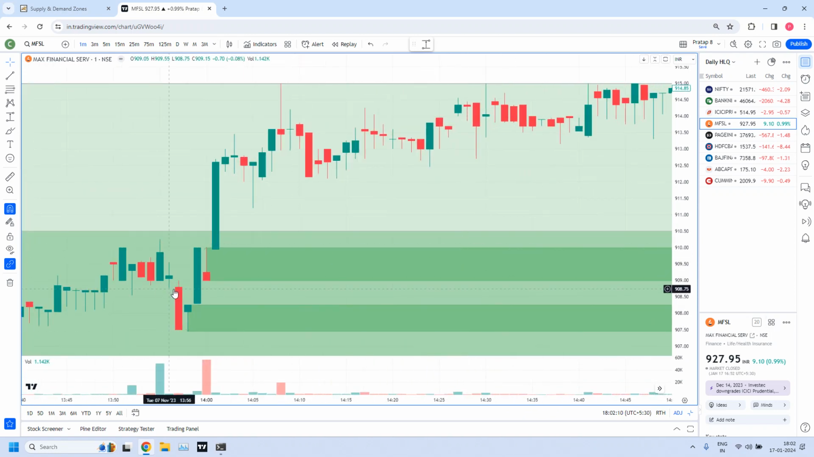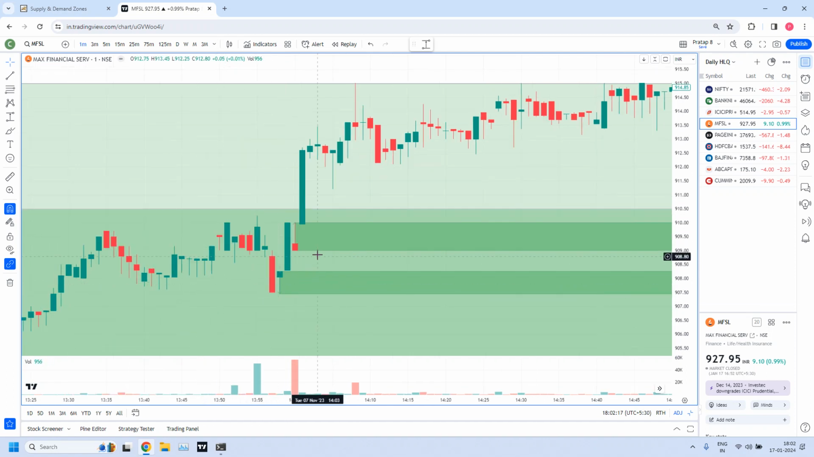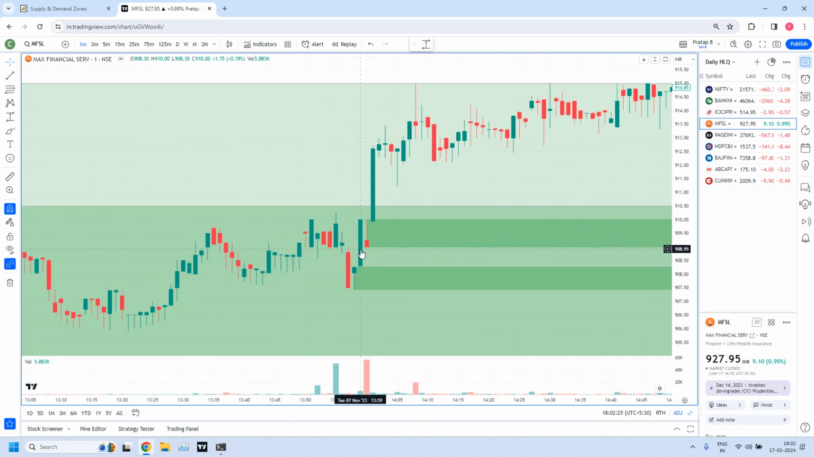See here we have a drop, base, rally. Again rally, base, rally. You have two zones very near to each other. You can combine both the zones together, because with 1 minute zones, directly trading on them is quite risky.